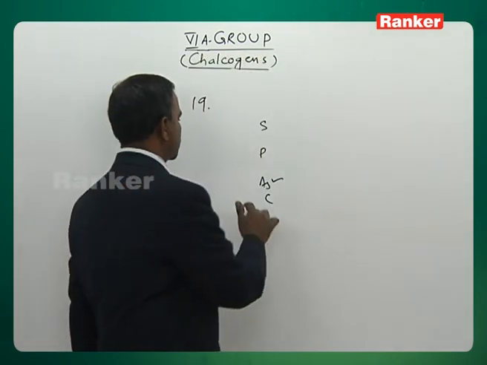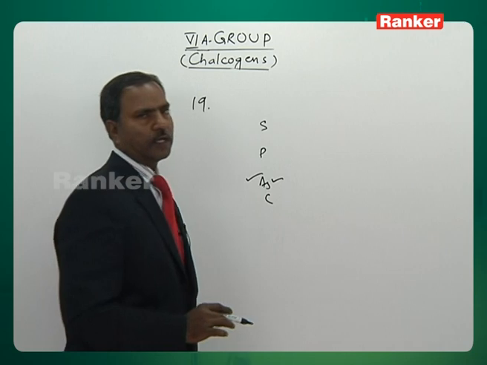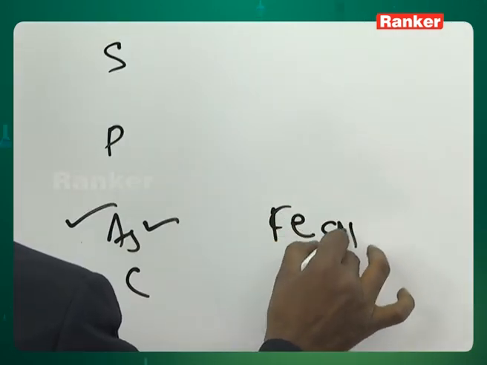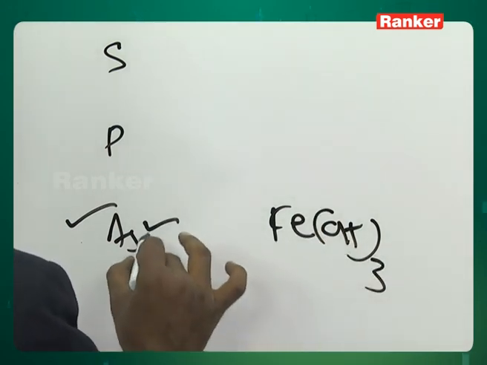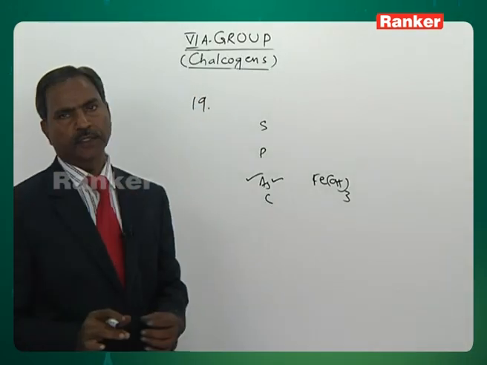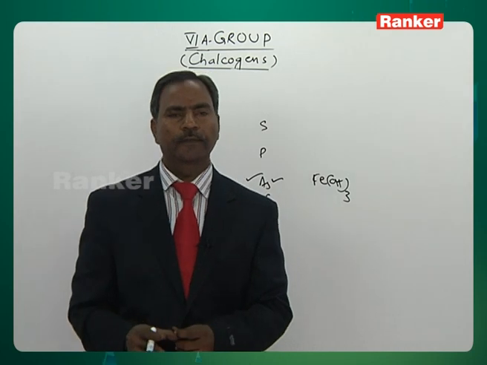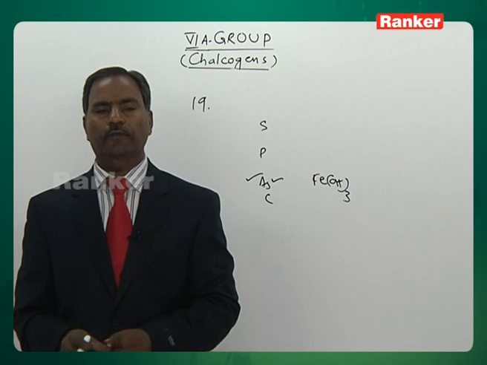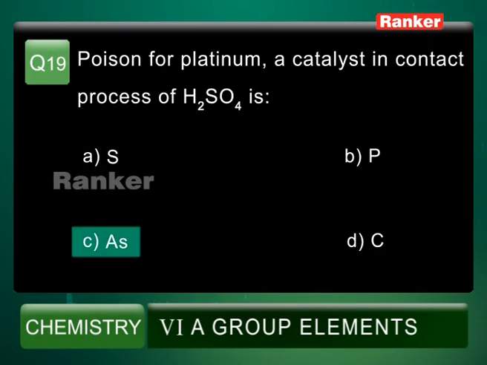Therefore, this arsenic should be removed by using ferric hydroxide. By using ferric hydroxide, we remove this arsenic in the contact process. Therefore, for question number 19, the poison for platinum is arsenic. So, question number 19, answer is C.